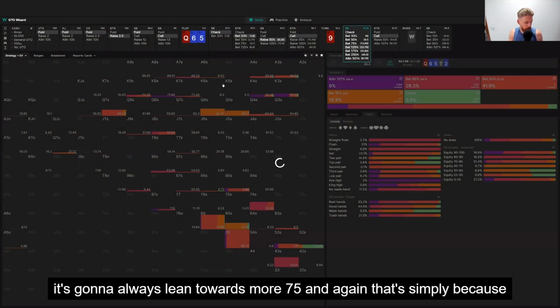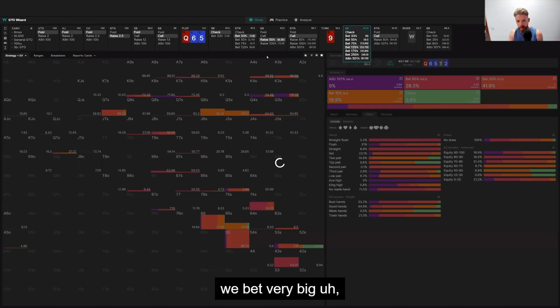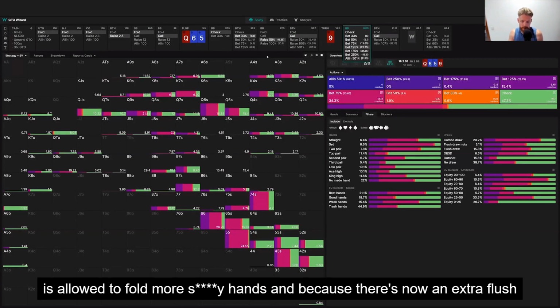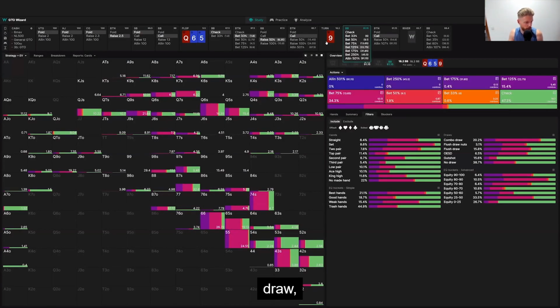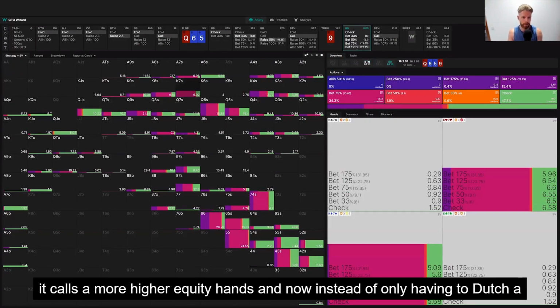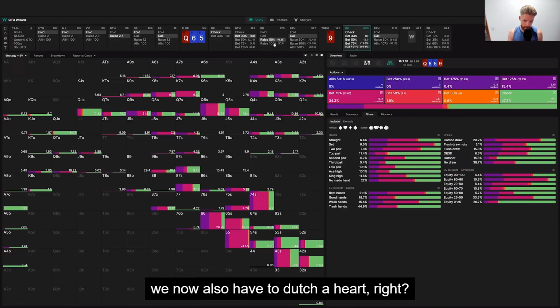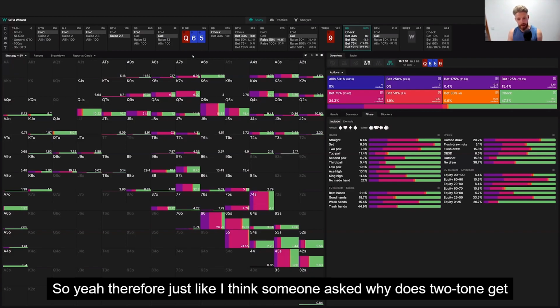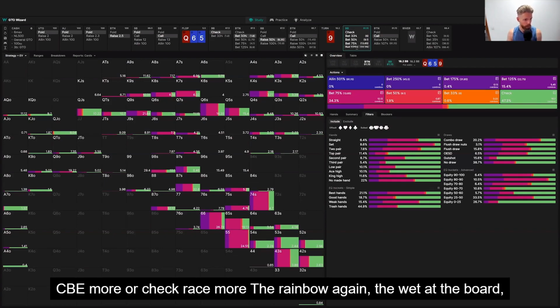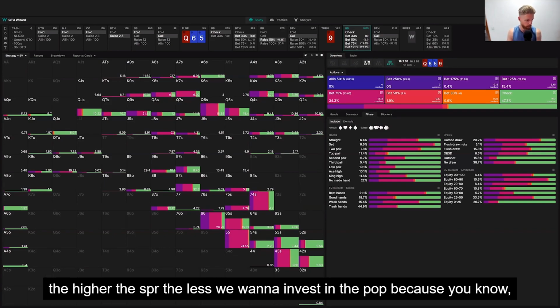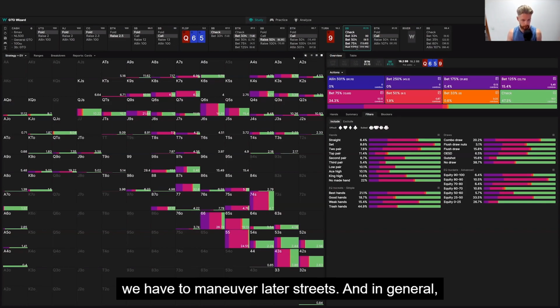And again, that's simply because if we bet very big, he's allowed to fold more bad hands. And because there's now an extra flush draw, he calls a lot more higher equity hands. And now instead of only having to dodge a diamond, which could make playing rivers a bit more tricky, we now also have to dodge a heart, right? So yeah, therefore, just like I think someone asked, why does two-tone get c-bet more or check raise more than rainbow? Again, the wetter the board, the higher the SPR, the less we want to invest in the pot because, you know, we have to maneuver later streets.